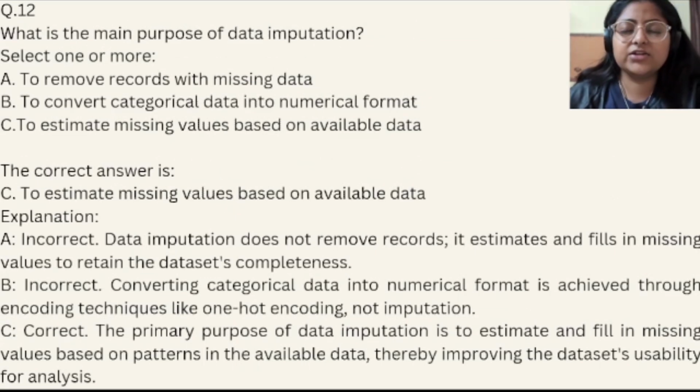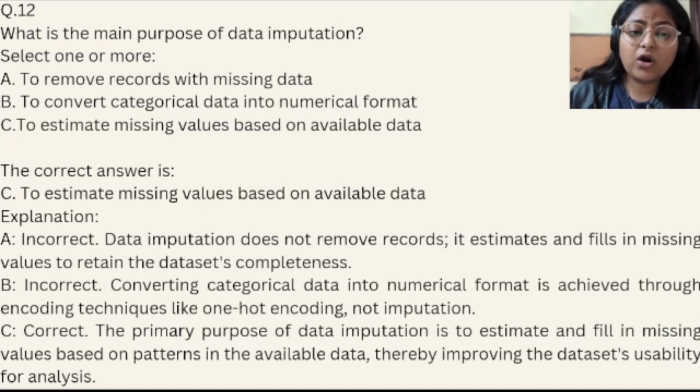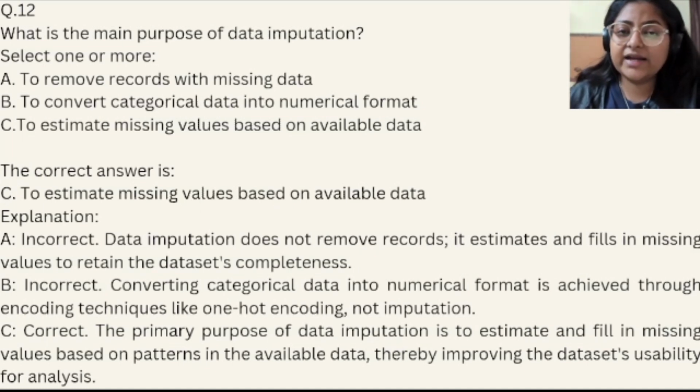Up next is question number 12, which says, what is the main purpose of data imputation? You can select one or more options from the below options. A is to remove records with missing data. B is to convert categorical data into numerical format. And C is to estimate missing values based on available data.